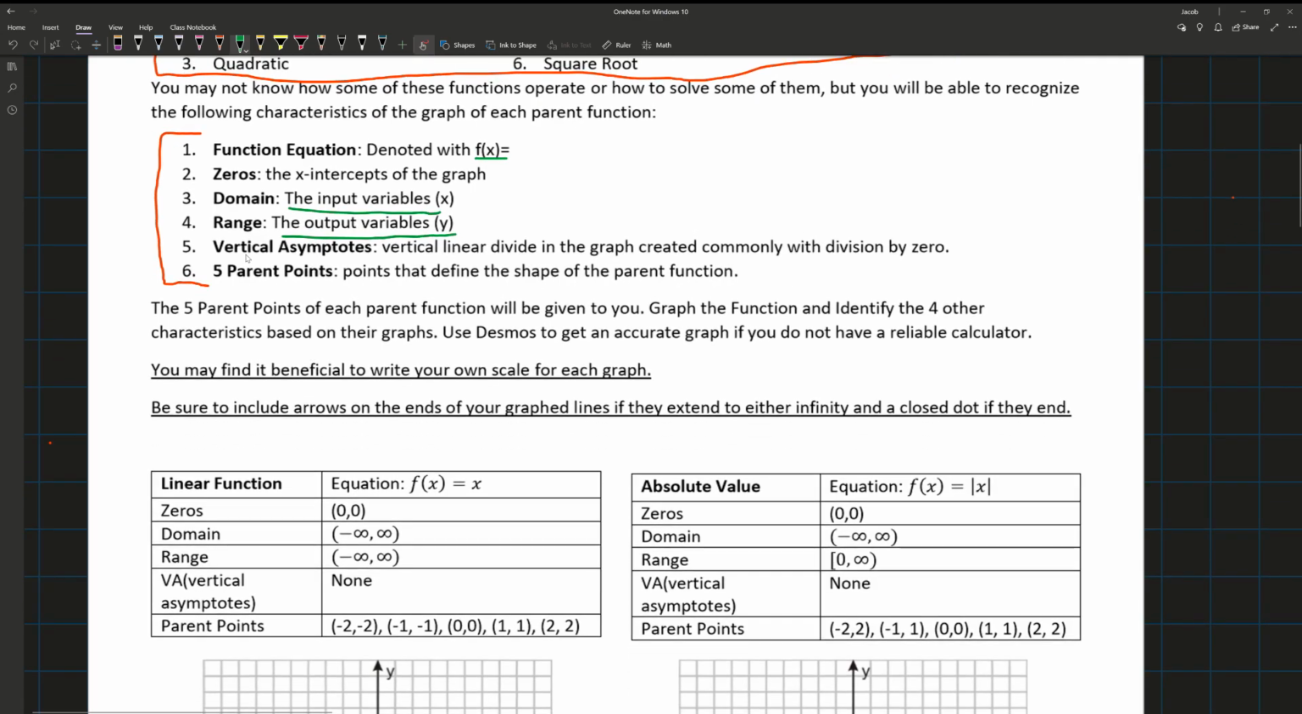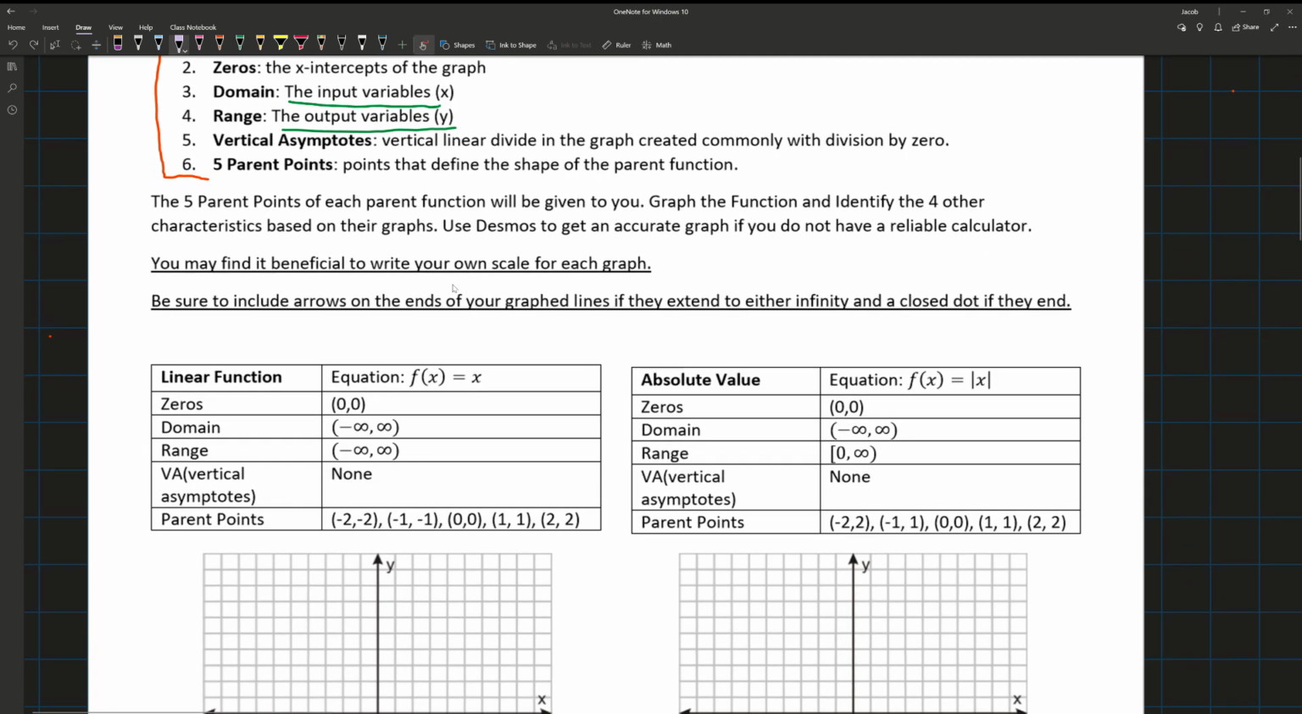And then the 5 parent points are something that we like to use in our lessons and as common math terminology, so we can transform these graphs. So you might see where this review unit is going. We'll be doing transformations very soon.